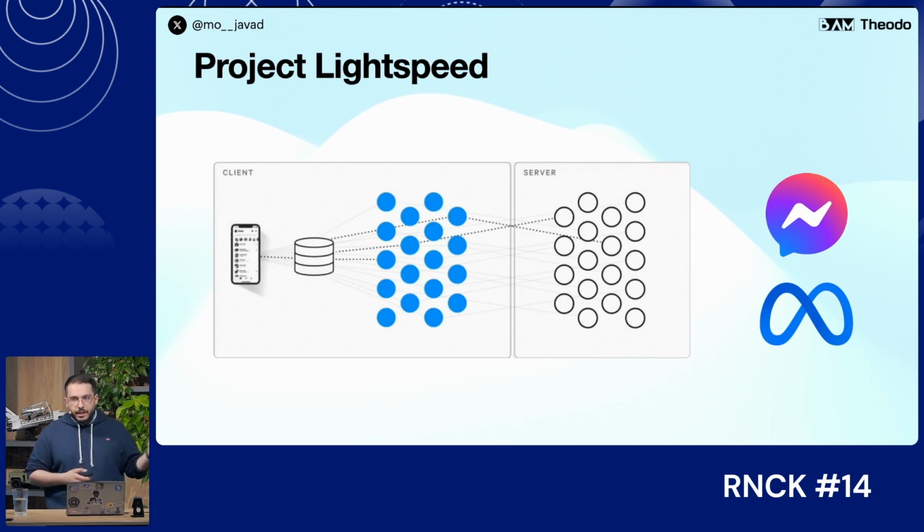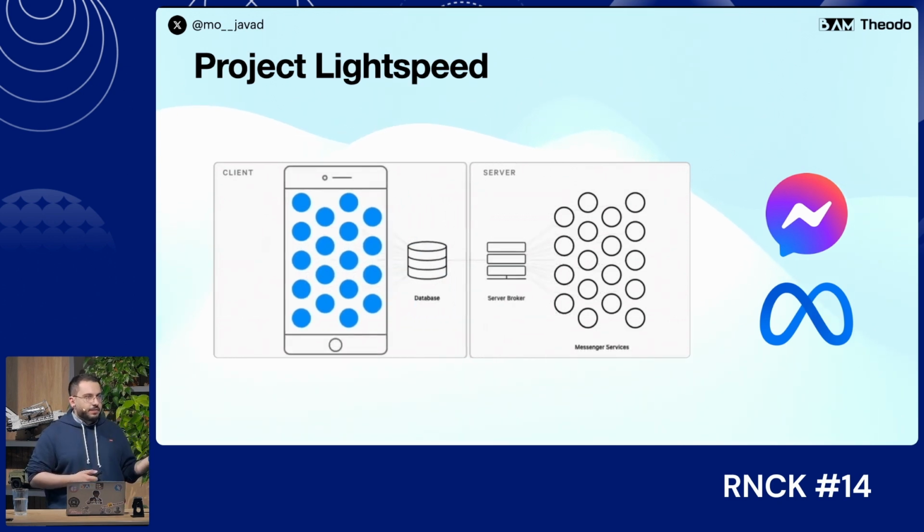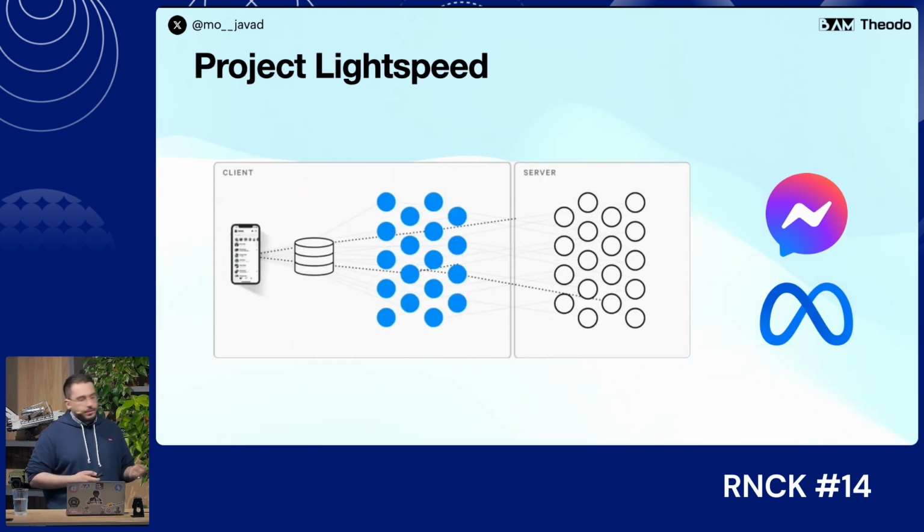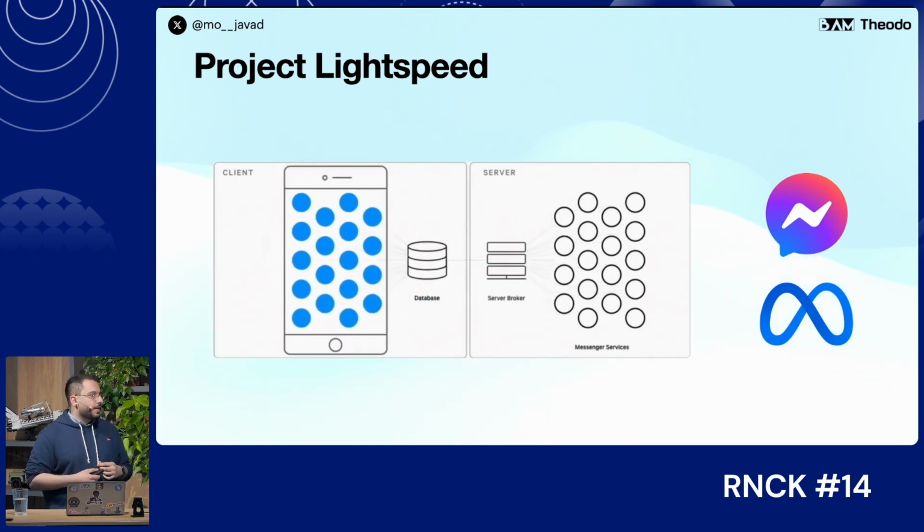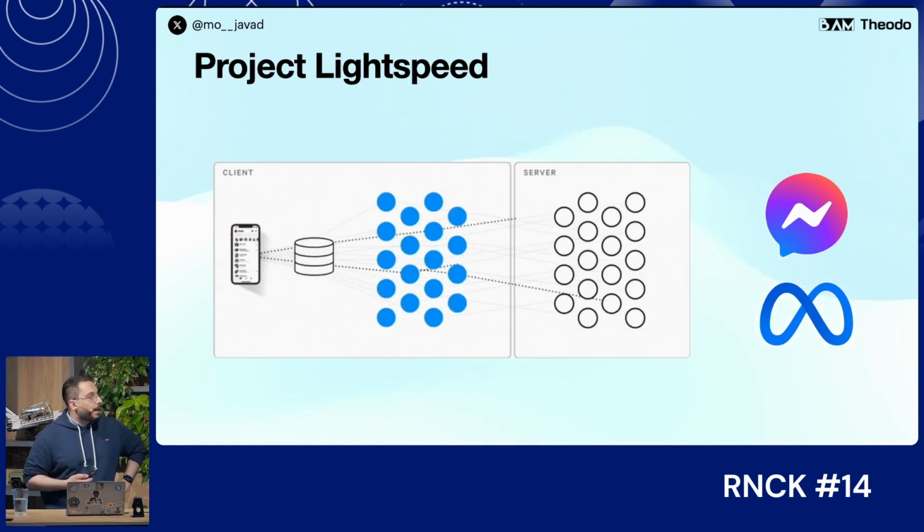You may have heard of Project Lightspeed. This is not a React Native specific example, but I think it's a really interesting approach of dealing with offline support for a server-driven UI app. So in 2020, the Messenger team rewrote a large portion of the Messenger app, and they called it Project Lightspeed because they basically were trying to speed up the startup time and just the performance of the Messenger app.